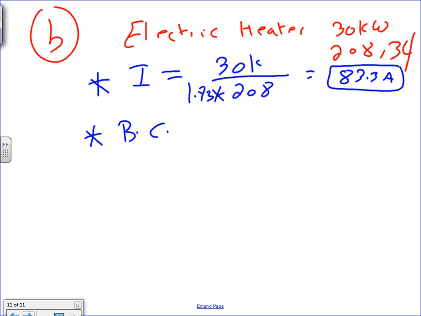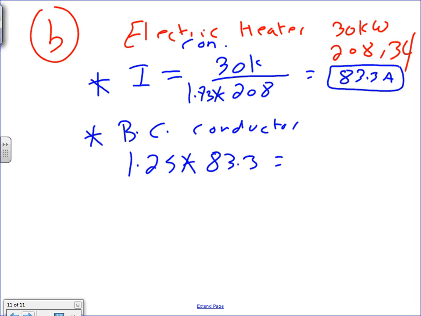Okay. Then I need to find branch circuit conductors. It's a continuous load. So what do you do with a continuous load? 1.25 multiplied by 83.3. That will get me 104, right? 104 amps.